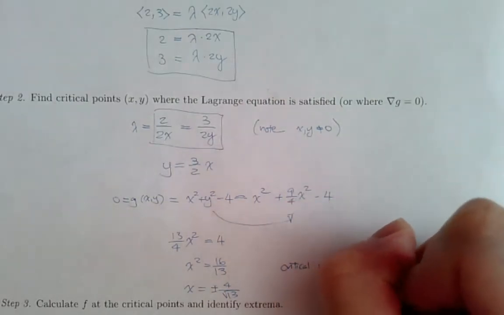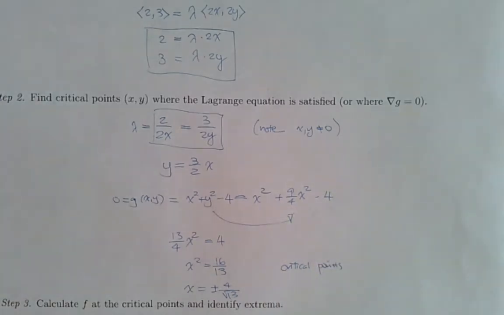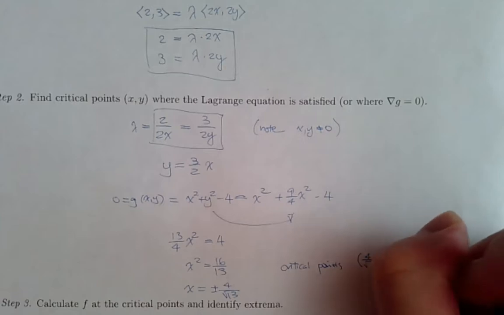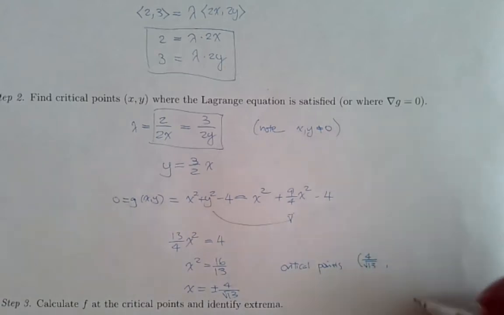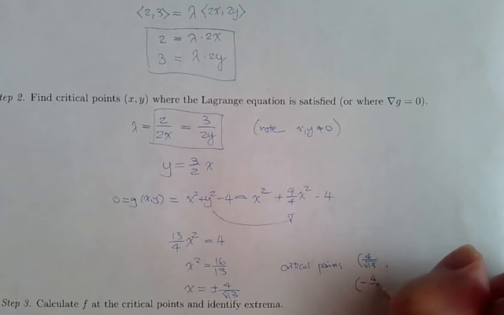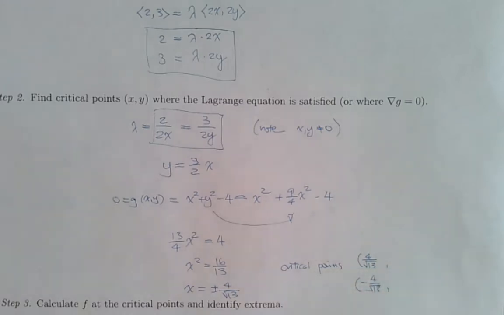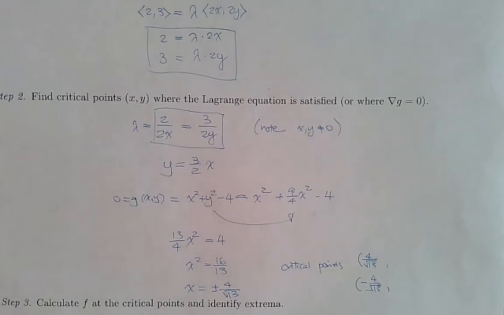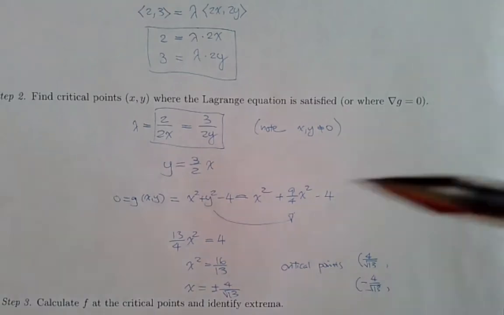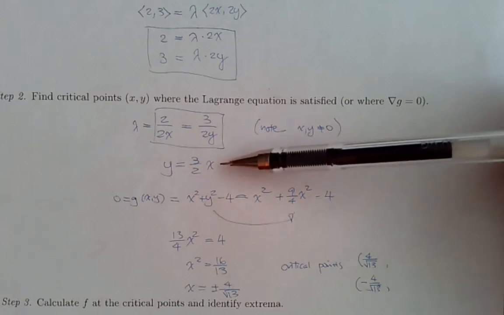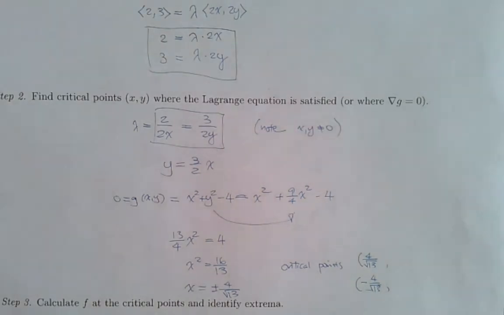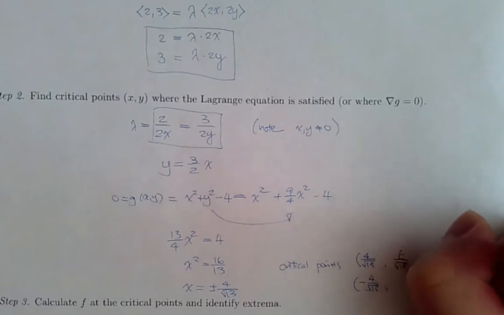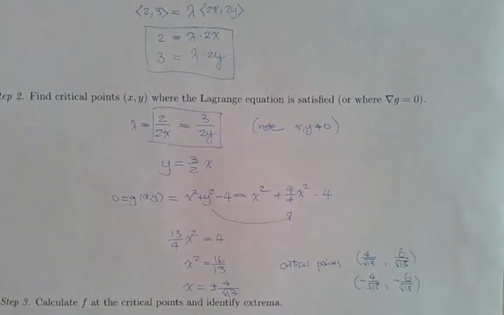Now, critical points. So we have 4 over square root of 13 and some y value, and negative 4 over square root of 13 and some y value. Last time I stopped here because I was too lazy to calculate the y value, because it was complicated in the last one, with x squared plus y squared equals 4. Here I have this equation, which makes it a little easier for me to calculate y. The y values are 6 over square root of 13 and negative 6 over square root of 13. Those are the critical points.